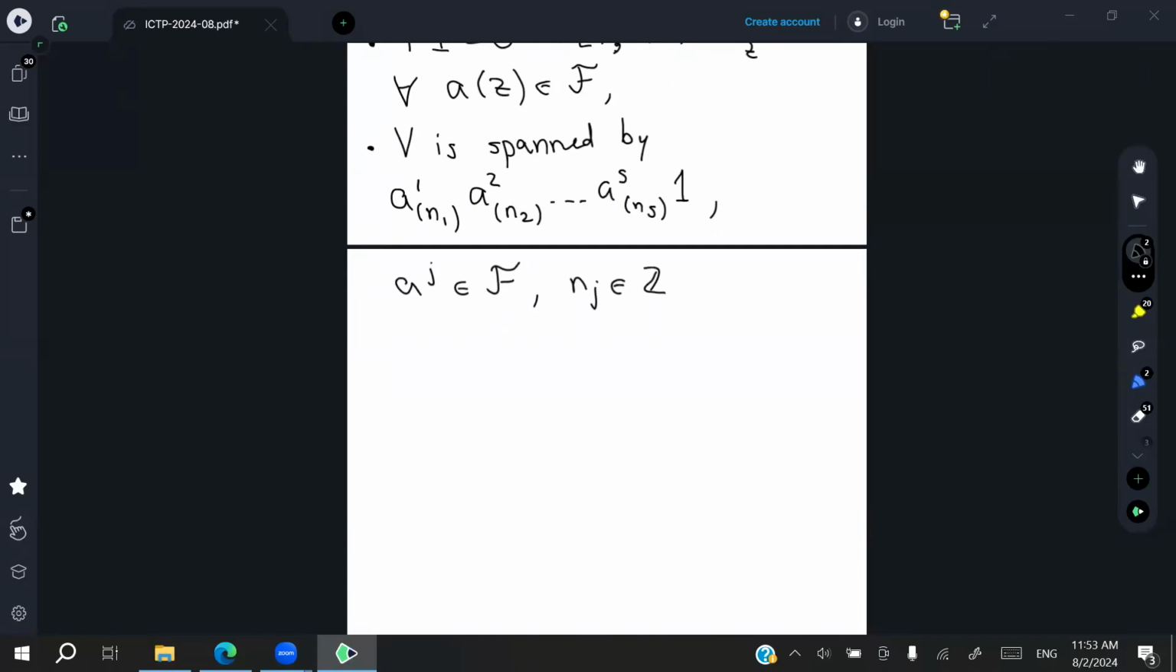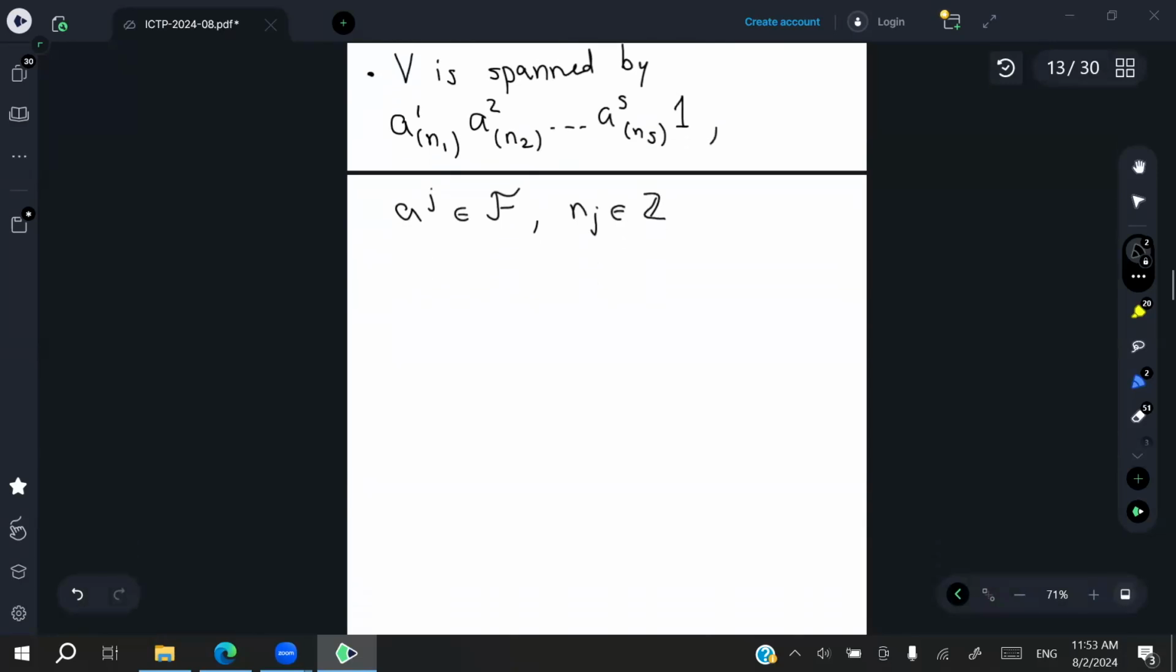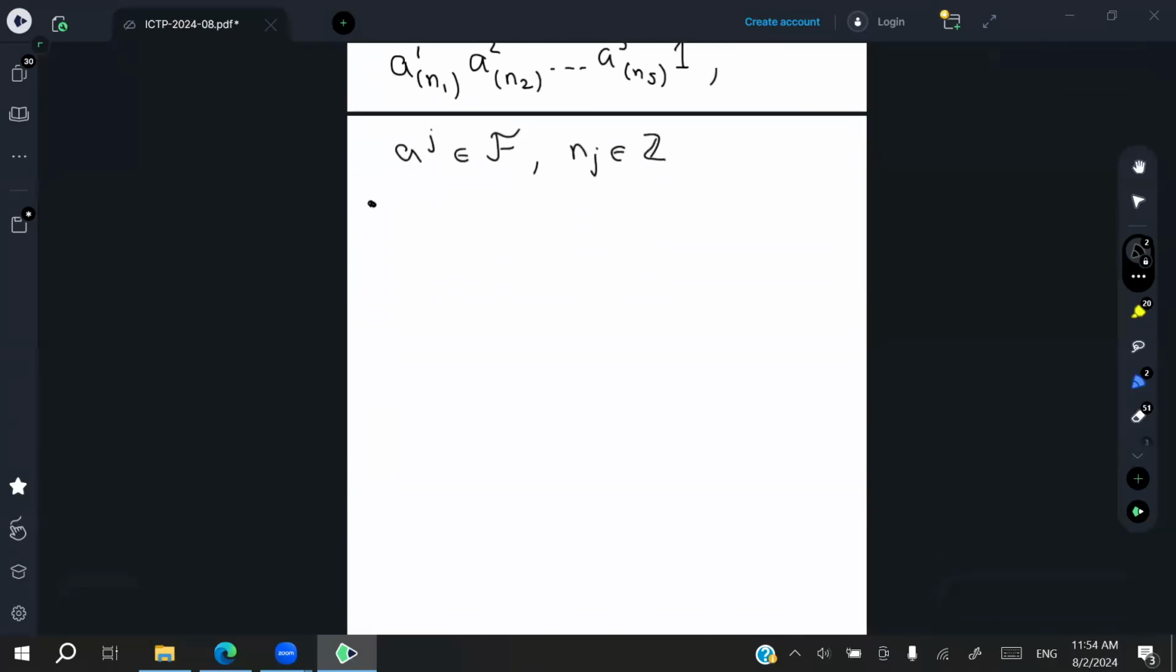This axiom is actually not very important because if it were not satisfied, we could just replace V by the subspace spanned by the monomials that I just wrote, and then we would have a vertex algebra satisfying the definition, okay? The really important axiom is the following one, which is that all pairs A(Z), B(Z) in F are mutually local.